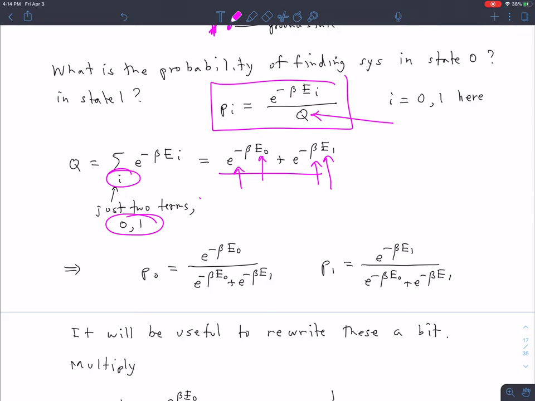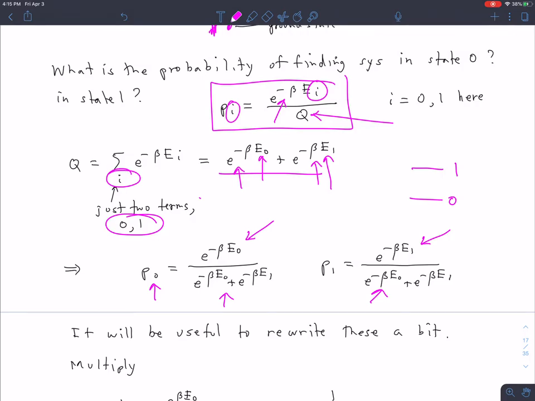Then, once we've got Q, we just have to make sure we're putting up on top the thing that matches to the probability we want. So if we want the probability of state 0, we put e to the minus beta E0 on top and divide it by Q. If we want the probability for state 1, then we put e to the minus beta E1 and divide by Q.